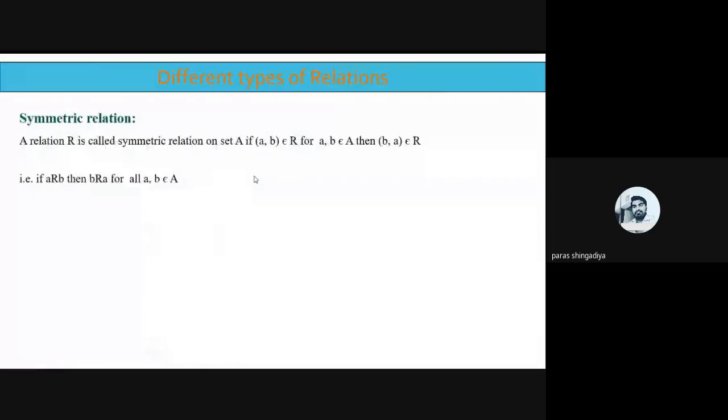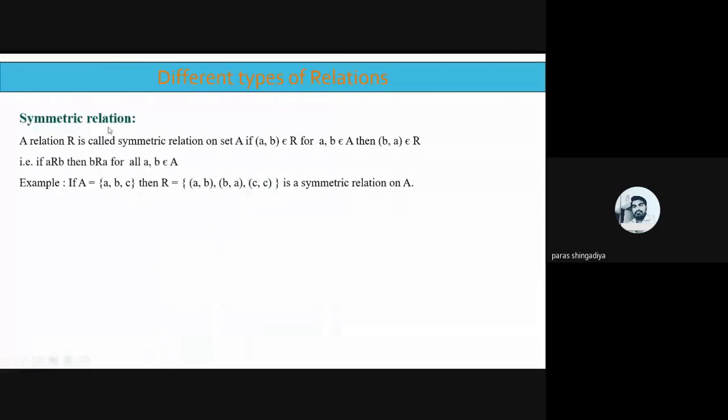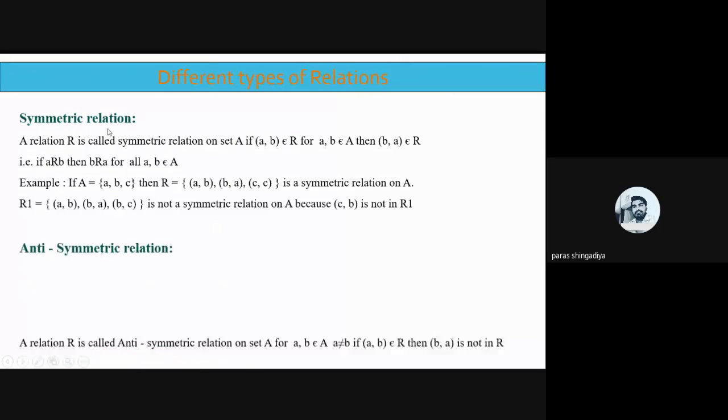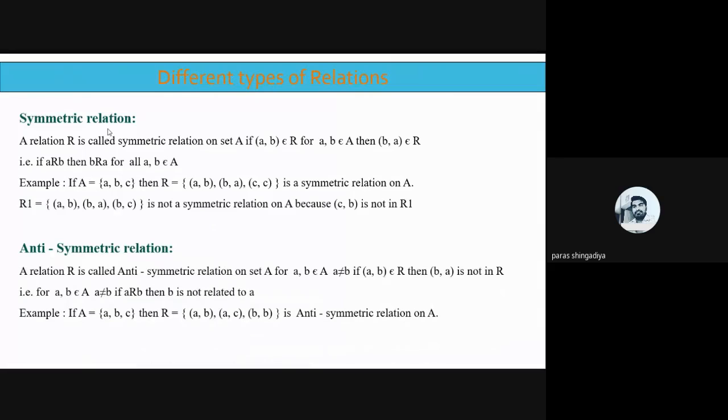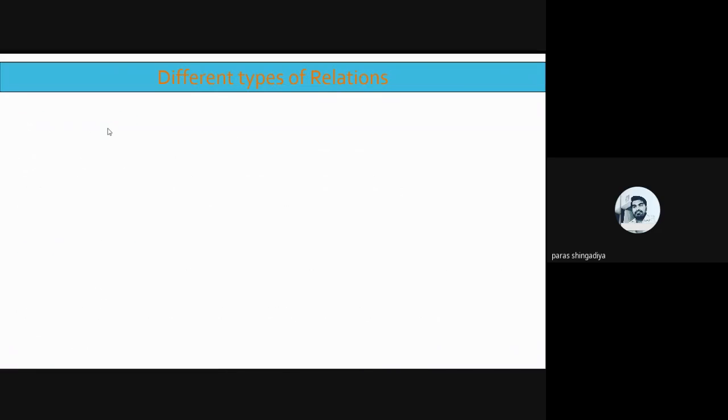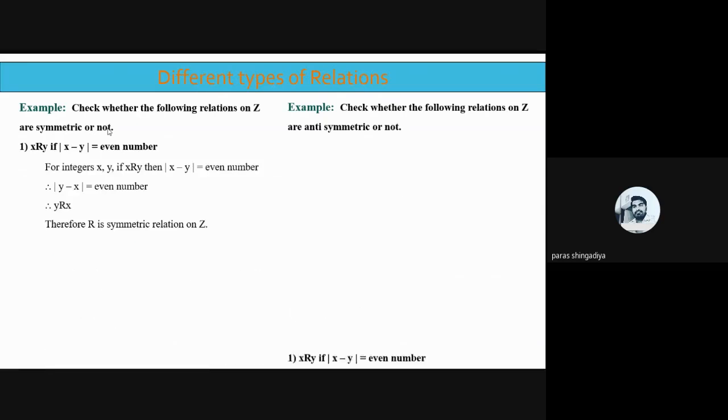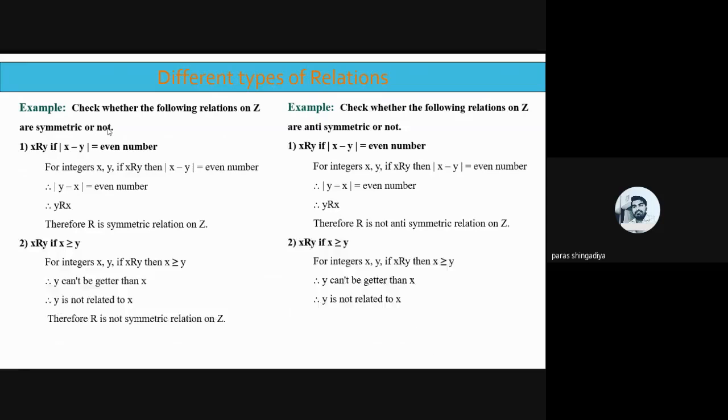The second relation is symmetric, meaning if (a, b) belongs to R, then (b, a) should also belong to R. And then antisymmetric: for a not equal to b, 2 elements from the given set, and if (a, b) belongs to R, then (b, a) does not belong to R. Okay, that is the case of an antisymmetric relation. And after that, a few examples were discussed.